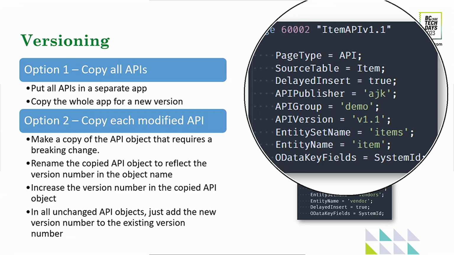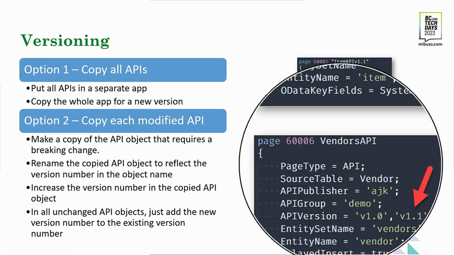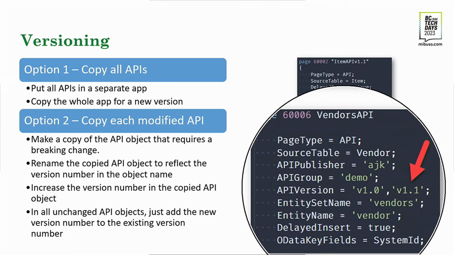So if they try v1.1 at that point, it's not going to work on all the other APIs. But if you simply do this, API version v1.0 and v1.1, then you change one API and the other APIs are still the same. That is the alternative, so only copying the modified APIs rather than a complete app. It's up to you, of course, which one you prefer.